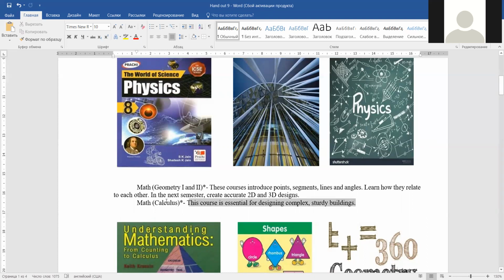Math, geometry first and second. These courses introduce points, segments, lines, and angles. Learn how they relate to each other. In the next semester, create accurate 2D and 3D designs. Math, calculus. This course is essential for designing complex buildings. Yeah, buildings.